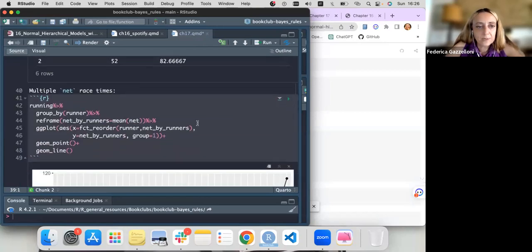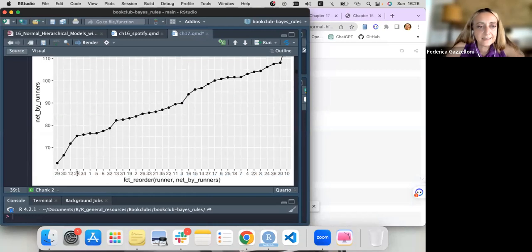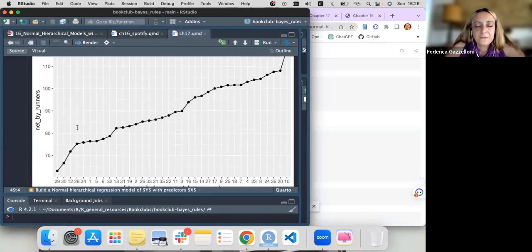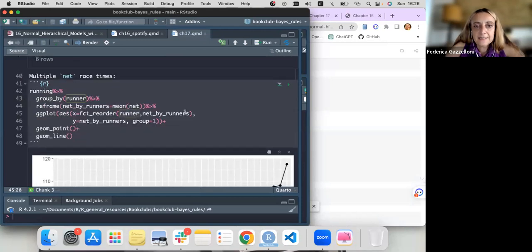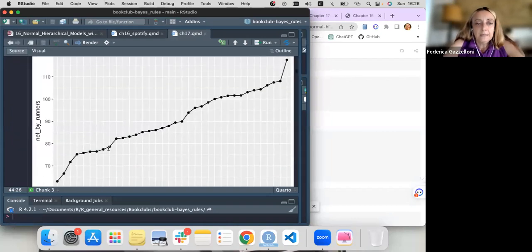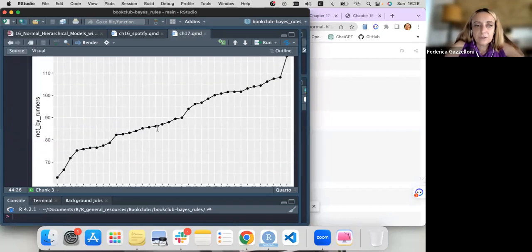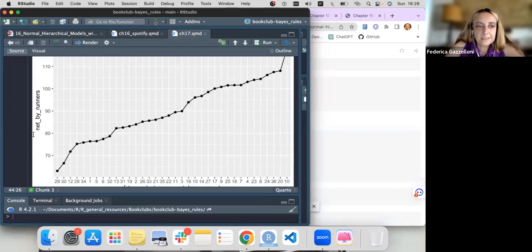We can even have a quick look. These are the runners, okay? They are not ordered. This is the ID, but they are factor reordered by the net value. I made a mean, grouped by runner, to have a visualization of which one. So this is running time. I think the lower value is the better. So this is the fastest, while this is the slowest.